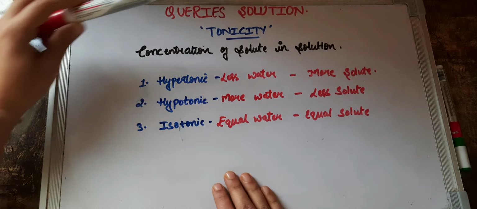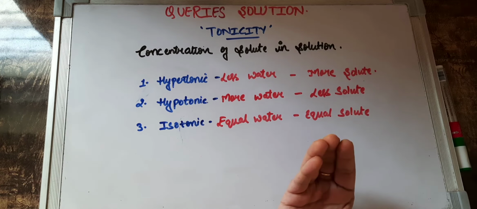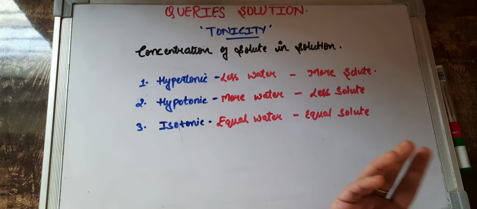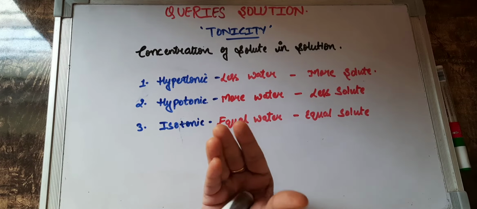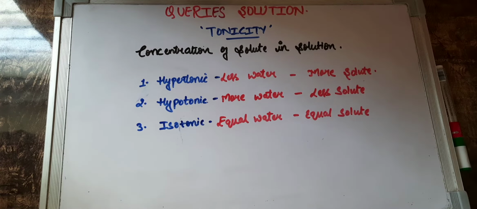So what is tonicity? Now see, we all know if I am making a sugar solution, how will I make it? I'll take a glass of water and I'll mix sugar into it, and the sugar solution is ready. If I want to make a salt solution, again what will I do? I'll again take water and place salt in it, I'll mix it. It will make a salt solution for me.